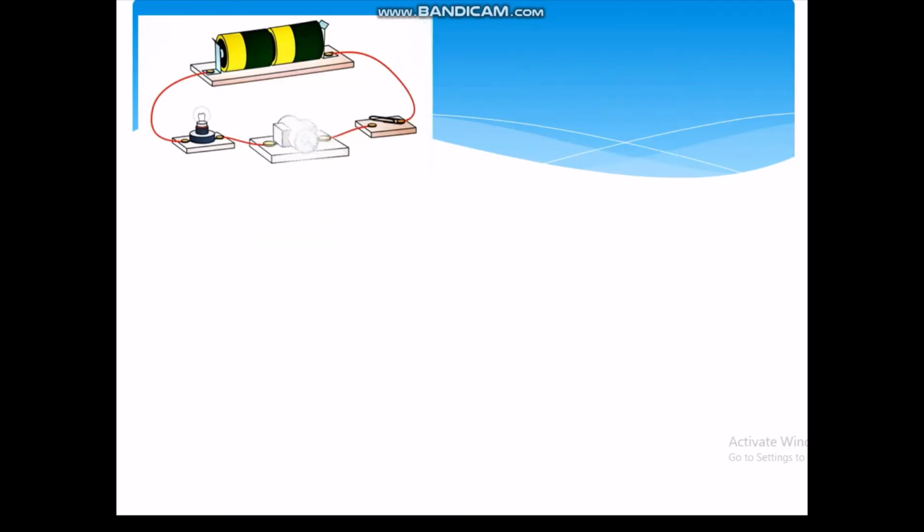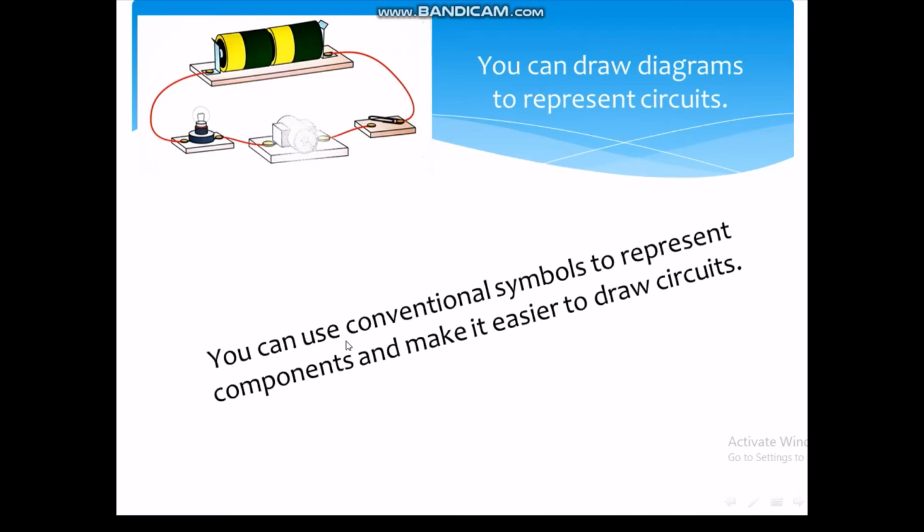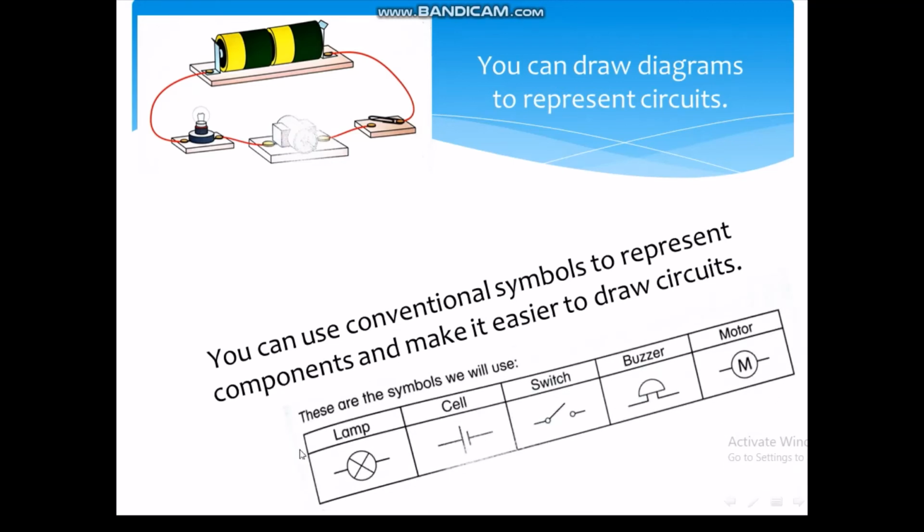Now let's move on to topic 5, which is electricity and magnetism. Look at this circuit over here. We can draw this circuit using a diagram to represent it. And in order to do that, we need to use some conventional symbols to represent the components and make it easier to draw. Around the world, scientists use these symbols: lamp, cell, switch, buzzer, and motor. So this circuit is going to look something like this.